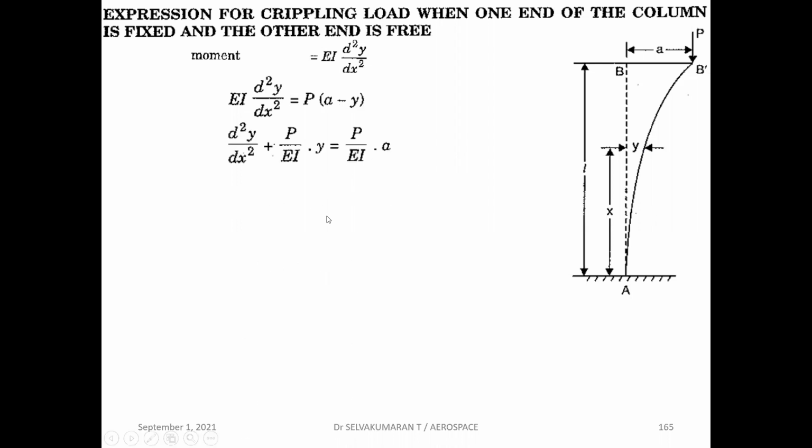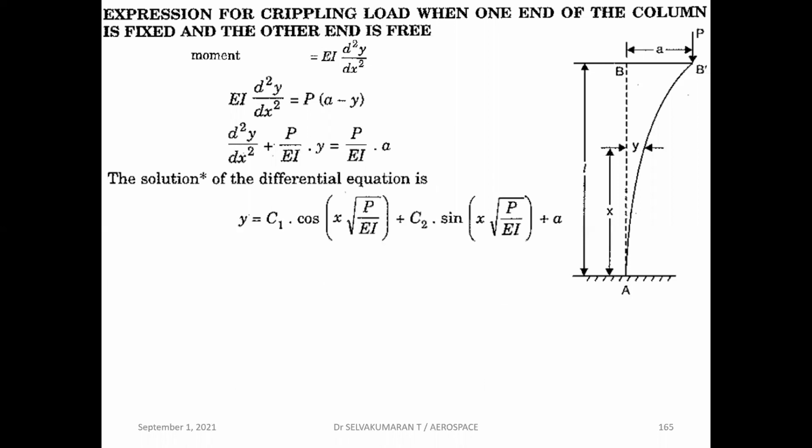Okay, so after rearranging it, dividing it by EI, we get the expression like this. Now, the general solution for this differential equation, whenever the right hand side term is 0, just for simplicity of understanding, I'm saying, otherwise you have to calculate y is equal to CF plus PI, like finding the complementary function plus particular integral. So instead of doing all those things, when the right hand side term is 0, we have the general solution y is equal to C1 cos of x root of P by EI plus C2 sine of x root of P by EI.